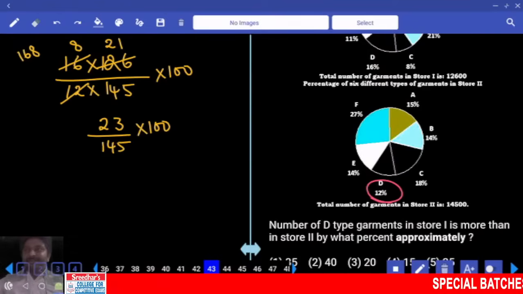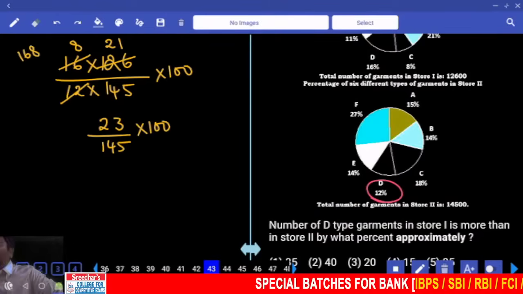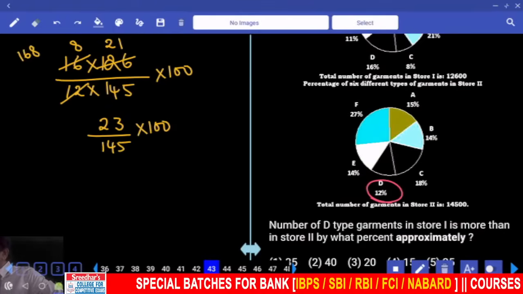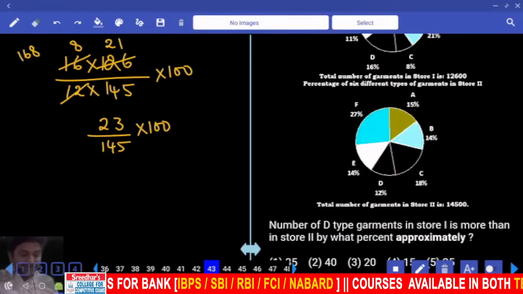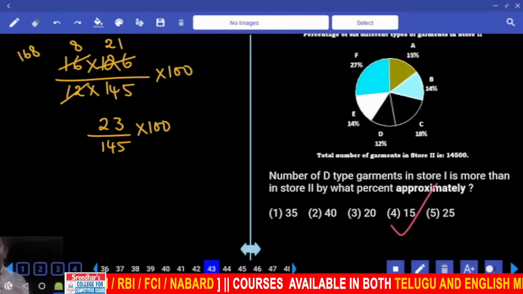What is 10% of the denominator? Our numerator is more than that. So answer must be more than 10%. What is 20% of the denominator? 29. Our numerator is less than 29. So it should be less than 20%. So answer must be more than 10, less than 20, answer 15.